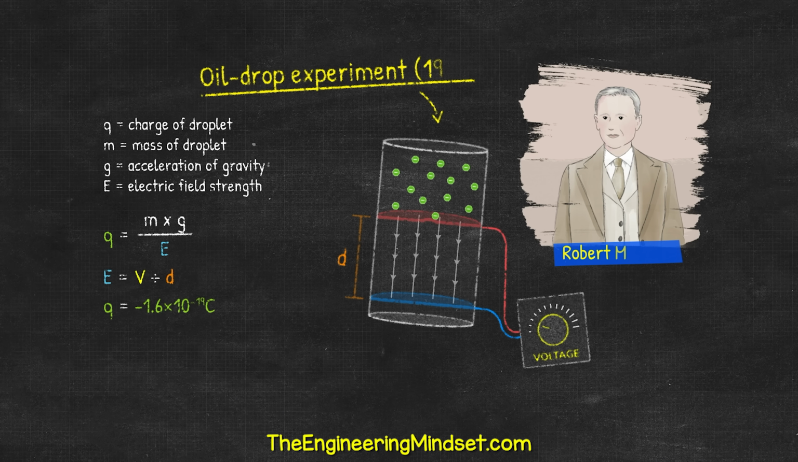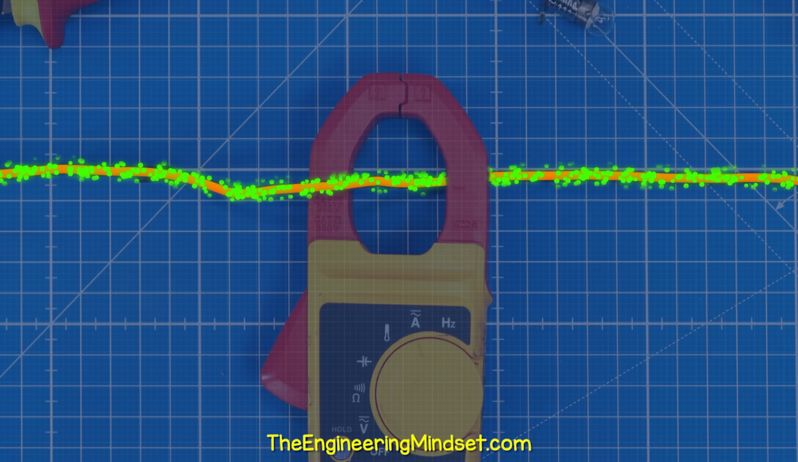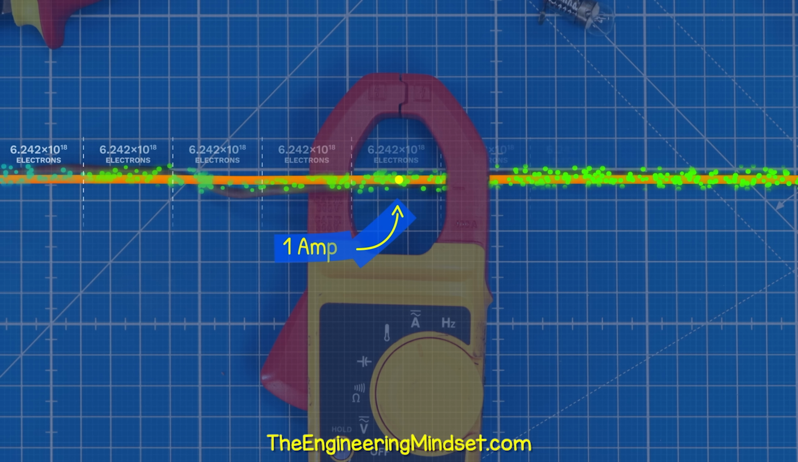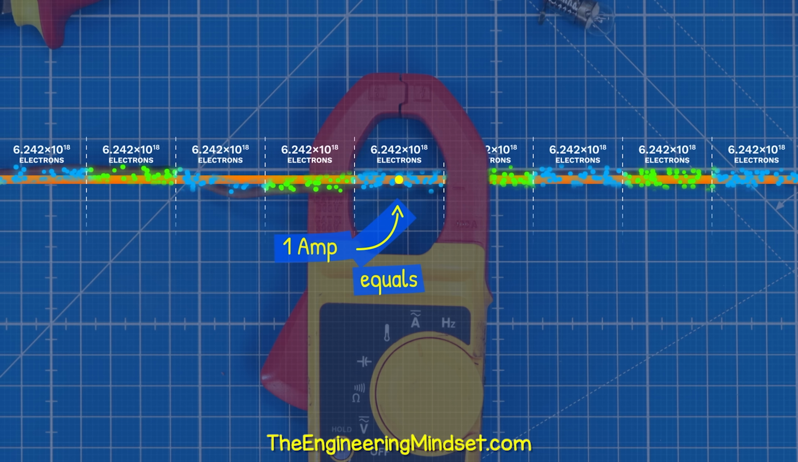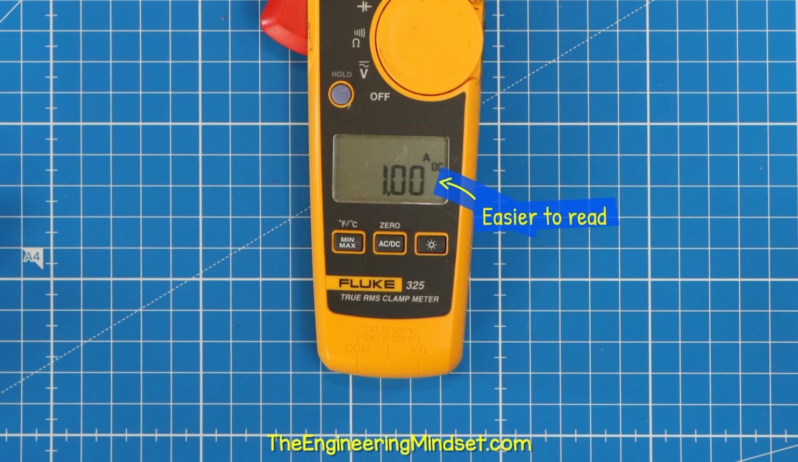An experiment by Robert Millikan calculated the charge of an electron, which is a tiny number. But from that, we can calculate how many electrons are flowing, and we see that 1 amp is equal to around 6.2 quintillion electrons per second. So we just say 1 amp to make it easier.